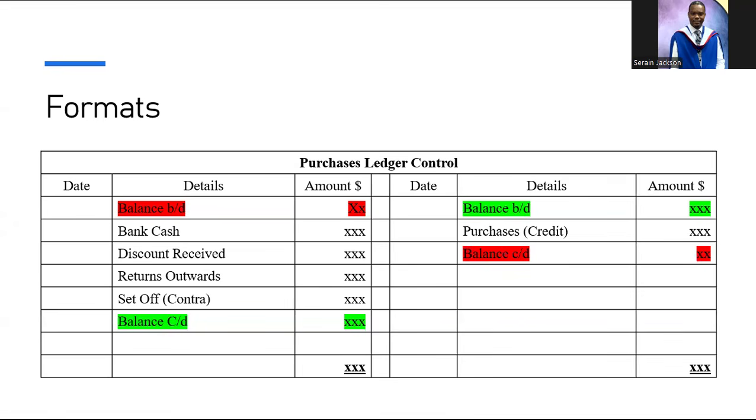On the credit side, you have anything that increases the amount that you owe to your creditors, and on the debit side, you have all the items that decrease what you owe to your creditors. So you have the bank or cash item there. It would reduce the amount that you owe to your creditors. Discount received will reduce the amount that you owe to your creditors. Returns outwards, or purchases returns. They have a set off, as I was talking about earlier. And on the credit side, obviously, you have credit purchases, which will increase the amount that you owe to your creditors. So that's basically it for both ledgers.